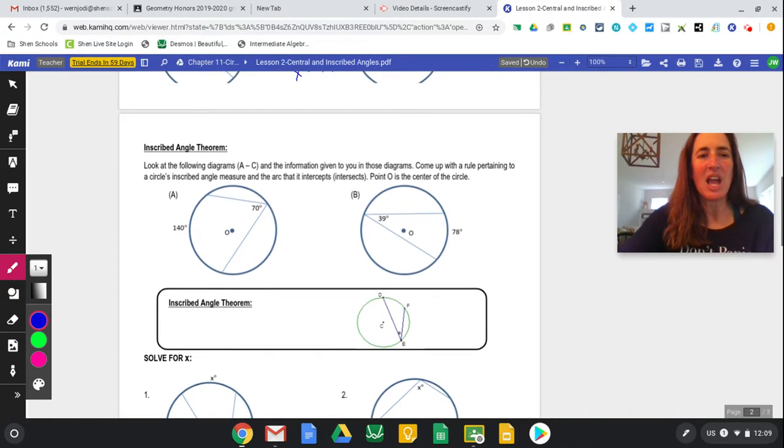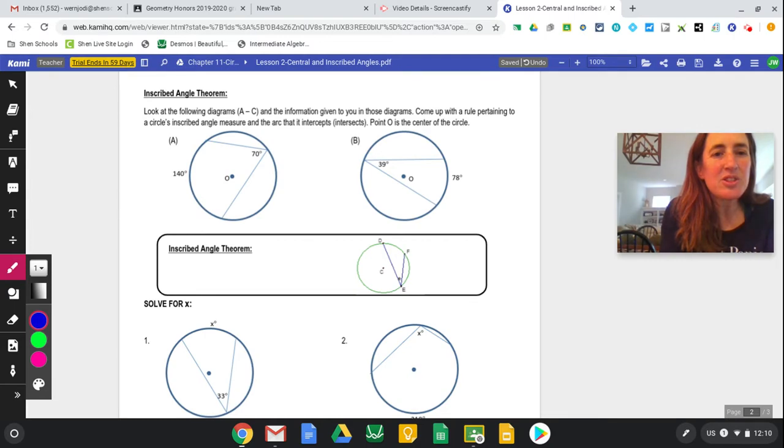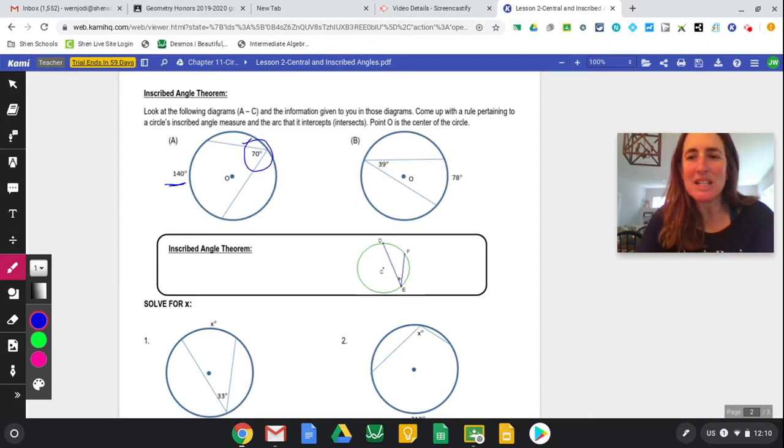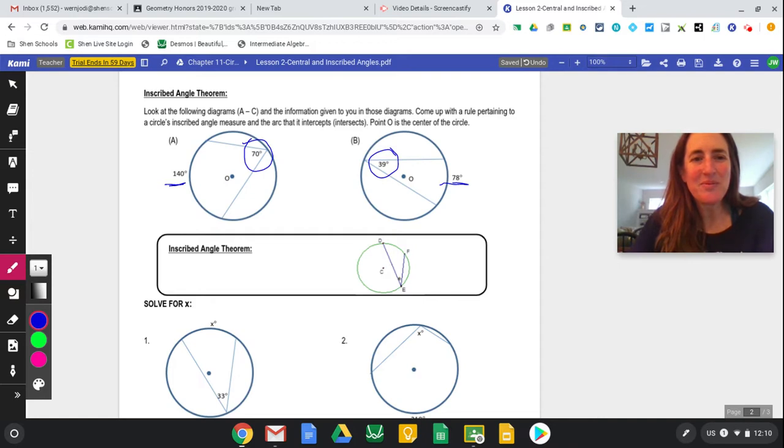Okay, let's move on. Let's next talk about the inscribed angle. You can tell from the first couple examples, there's a little bit of a relationship going on. This intercepted arc is 140, and the angle back here is 70. If this angle back here is 39, its arc out here is 78. The angle is equal to half the measure of its intercepted arc. So this time, instead of it being equal, we're going to take half.